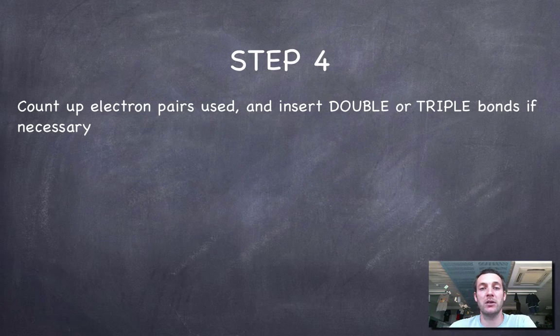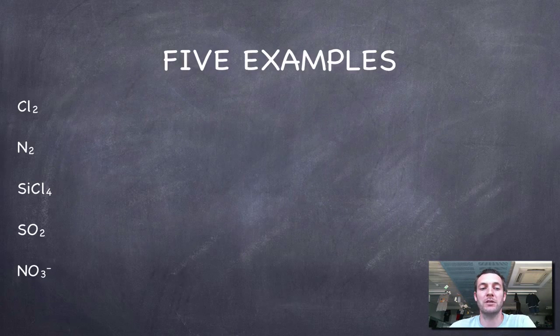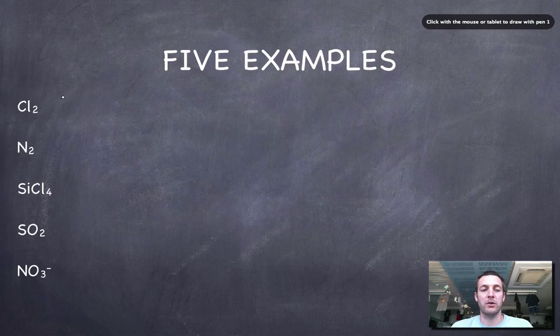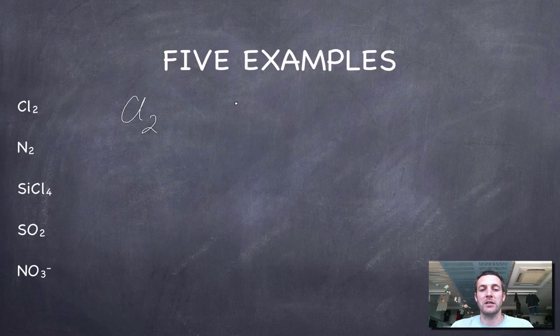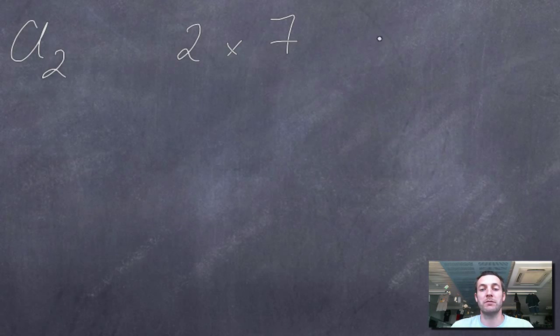As I say, they might seem a little bit obscure at the moment, but here are some examples to see if we can put them into practice. So here's 5 examples of different covalent molecules, and we'll see if we can use these rules to figure them out. Okay, so let's start off with the chlorine molecule, Cl2. We've got 2 chlorine atoms here, so 2 times 7 electrons because we're in group 7. So that's 14 electrons. If I divide that by 2, that means I've got 7 pairs of electrons to work with.